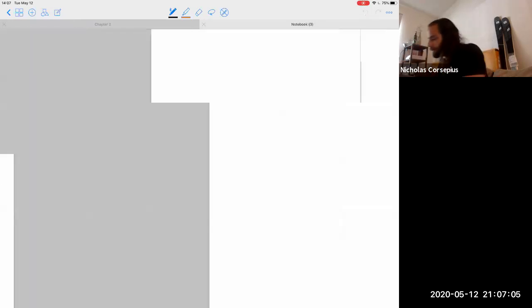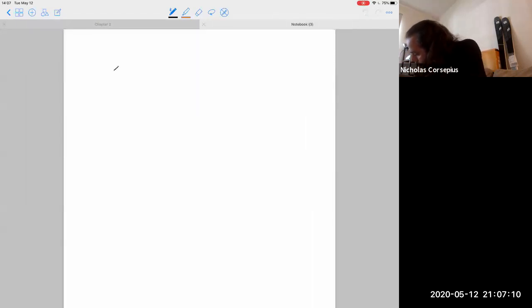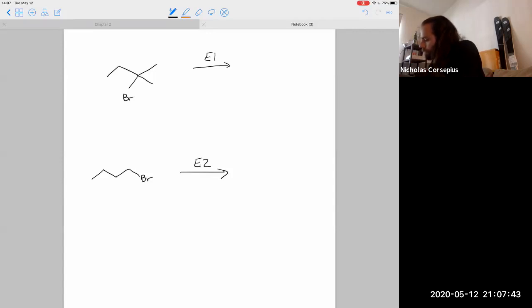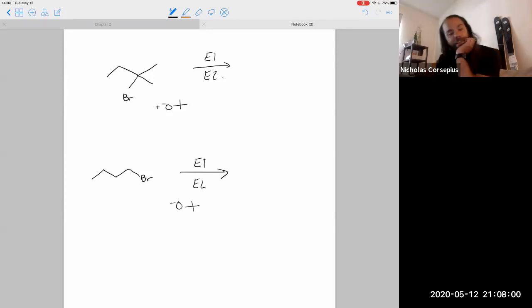All right, last little bit. All right, so I'm going to take both of these and add in that tert butoxide. All right, so I can favor the elimination product. Tell me whether these are going to be E1 or E2 and draw out that mechanism for me.